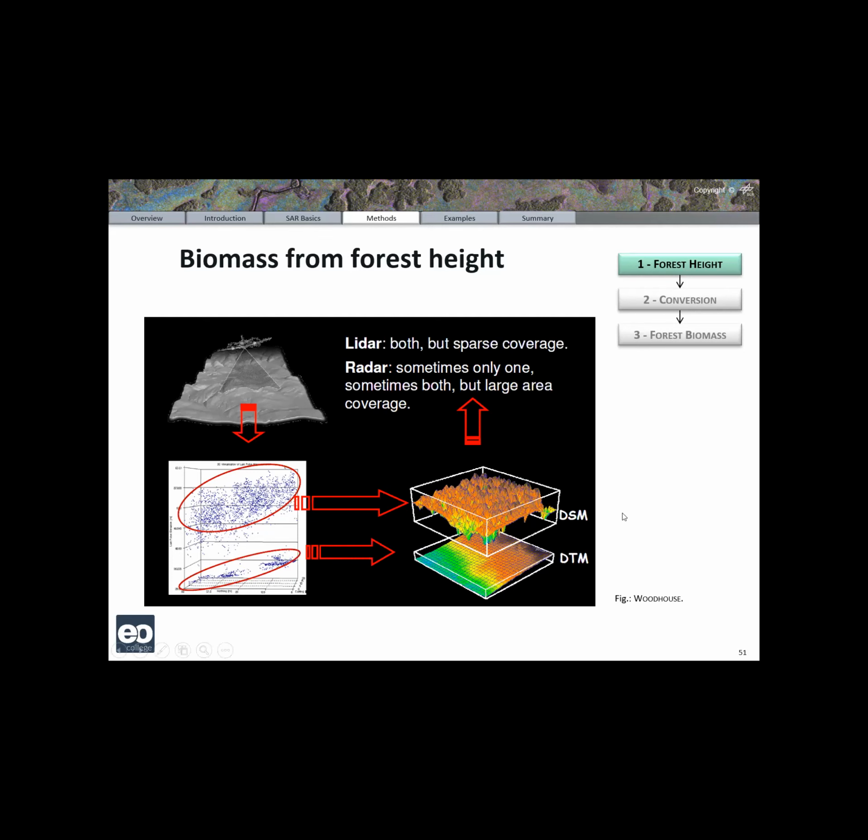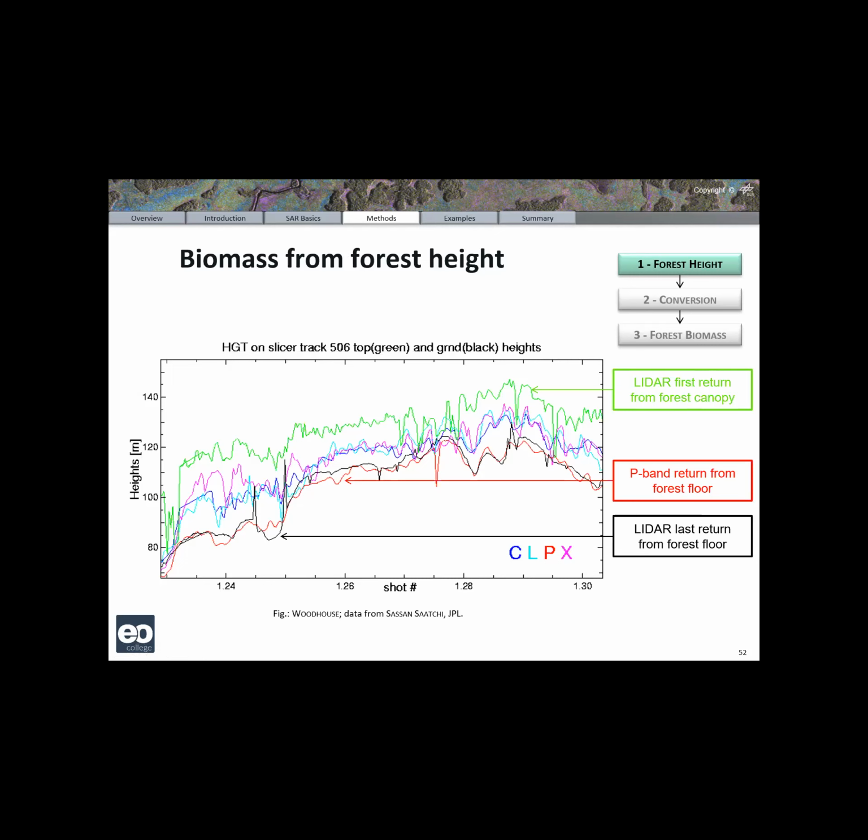This X-band surface model is, of course, a very nice input to train any biomass algorithm, to compare to that acquisition when the TanDEM data was acquired. Okay, yeah, this is biomass retrievals from LiDAR and then compared to P-band. This is from a P-band airborne campaign. Let's see what else we have. We have also the C-band and the X-band here.